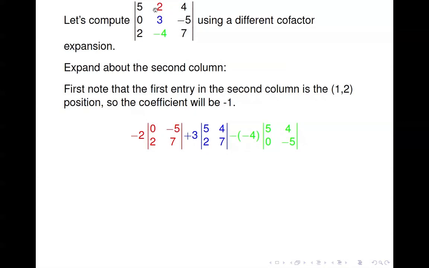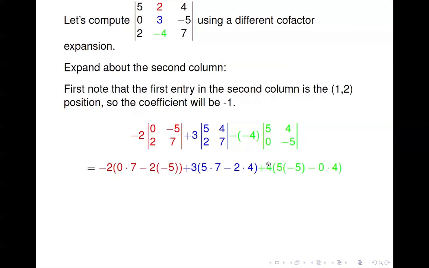So again, if you forget, we'll go back to the 1, 1, that's a plus. Moving over, that's a minus. Moving down, that's a plus. Moving down again, that's a minus. So we're going to subtract off. That's where the minus comes from. Minus -4 times the matrix that you get if you eliminate the last row in the middle column. So we got 5, 0, 4, -5.